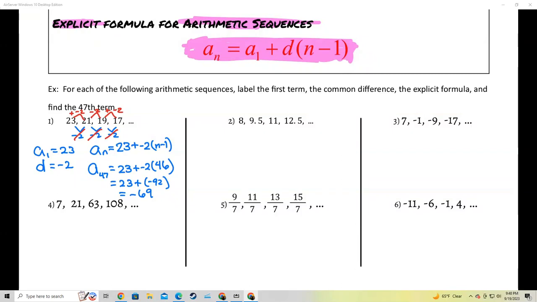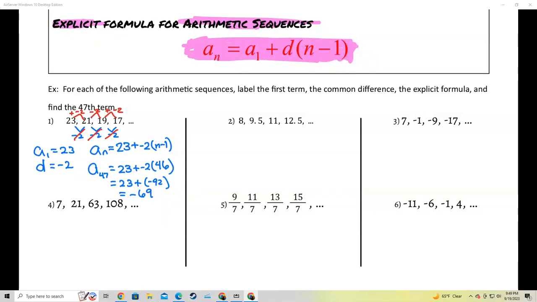And even better, guys, I don't have to keep adding -2, -2, -2, -2 47 times. I already did it, right? Well, actually 46 times, but I already did it. It's in the formula, so it's nice. All right, let's try it again. I'm going to find the first term. I'm going to find the common difference. Then I'm going to use the explicit formula to find the 47th term.